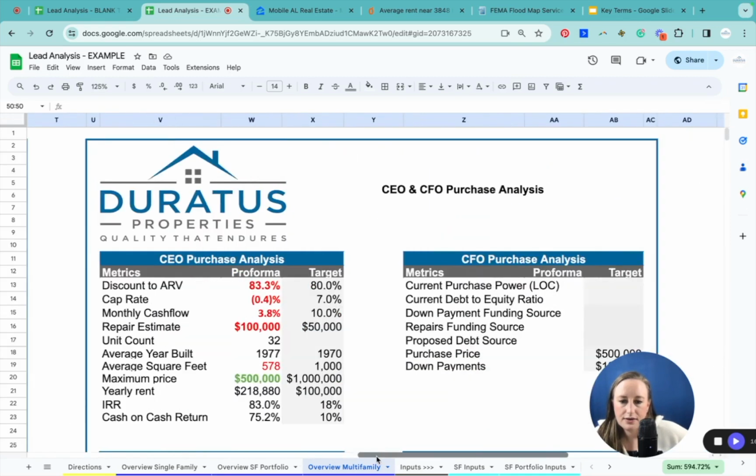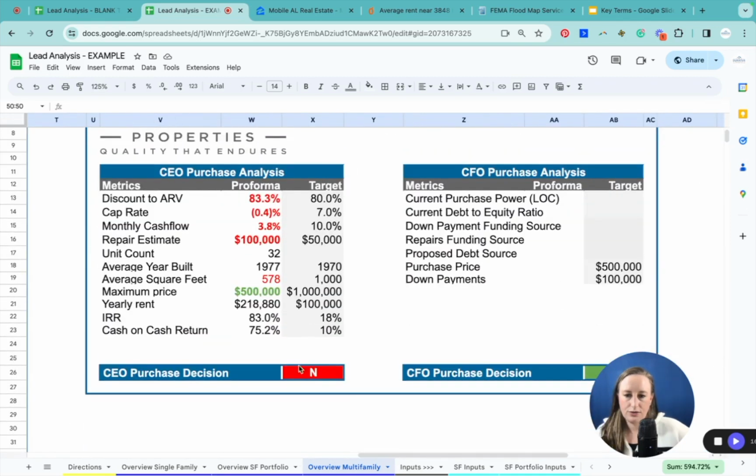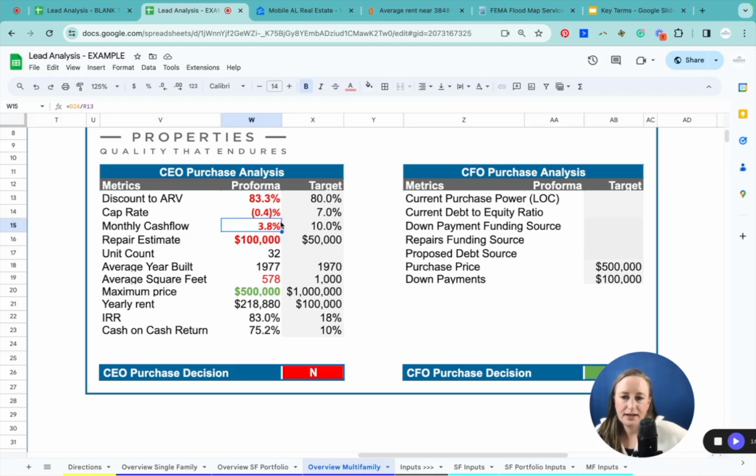Okay, so let's see. Our discount to ARV, it looks like we're getting an 83% discount, which is a little higher than I prefer. So maybe I can negotiate that down a little bit. Cap rate, again, you've got to really look at year two. So it was around 25%, which is pretty high. Your monthly cash flow is at 3.8%. Ideally, in a perfect world, it'd be a little bit higher, but that's not too bad.